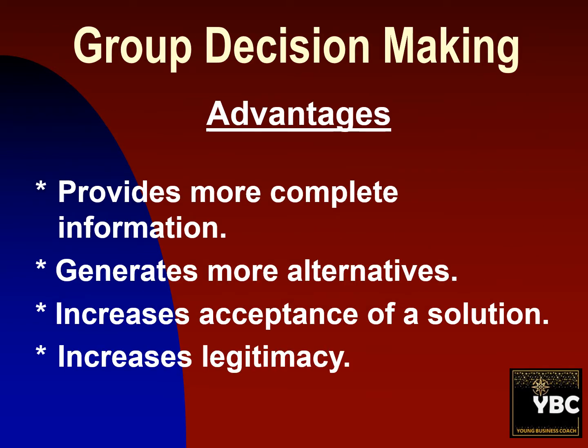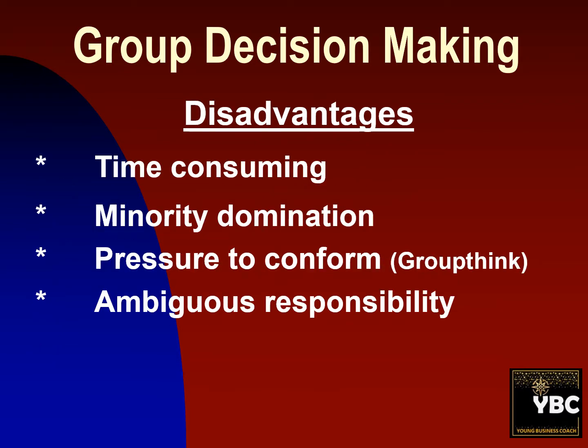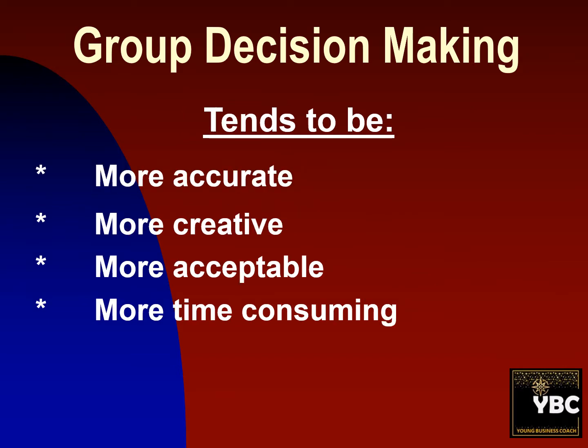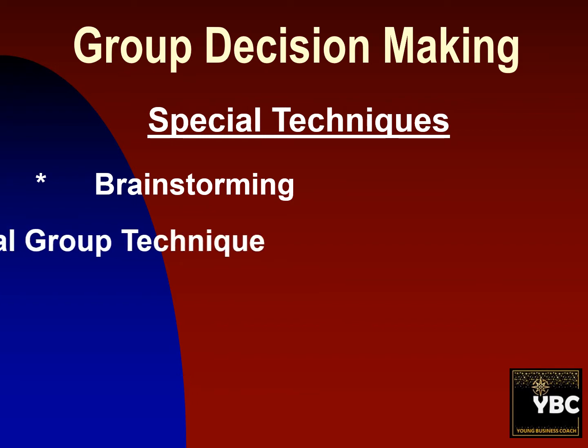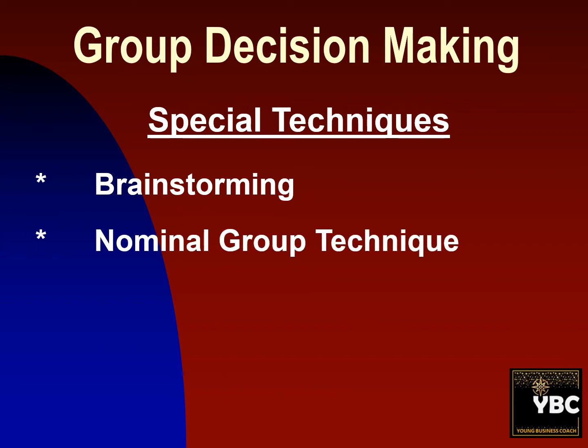Advantages: provides more complete information, generates more alternatives, increases acceptance of a solution, increases legitimacy. Now disadvantages: time consuming, minority domination, pressure to conform, groupthink, ambiguous responsibility. Tends to be more accurate, more creative, more acceptable, more time consuming. Now, special techniques: brainstorming, nominal group technique, electronic meetings.